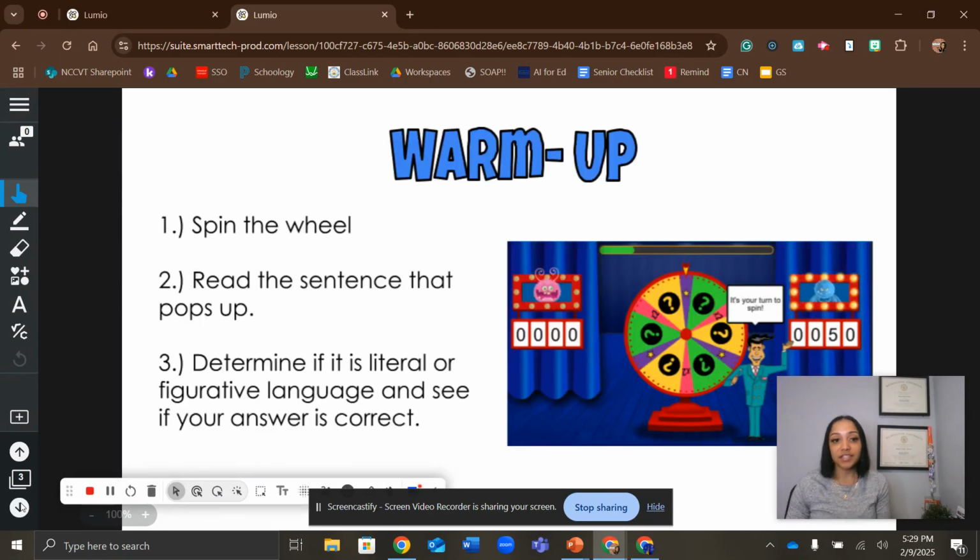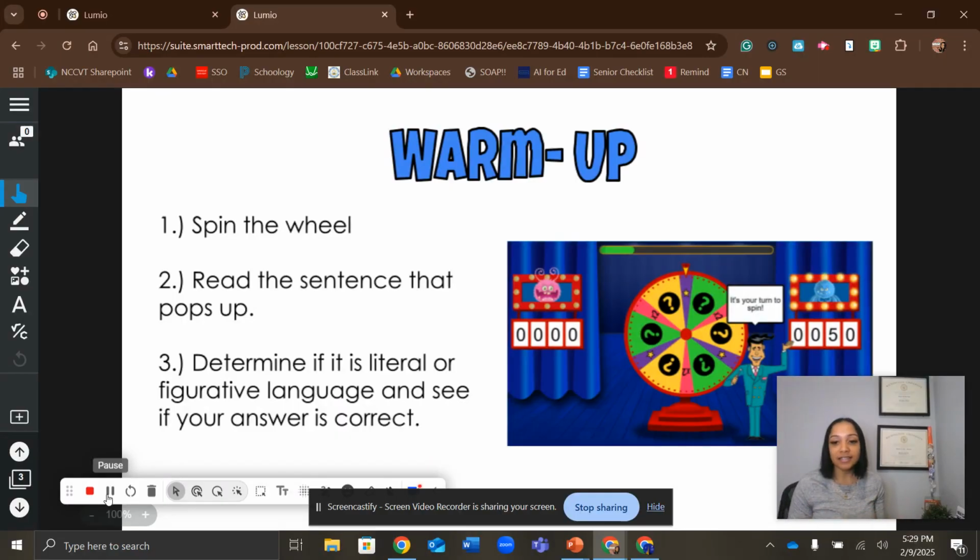Our warm-up today. So you're going to spin the wheel, read the sentence that pops up, and then determine if it is a literal or figurative language and see if you have the correct answer. So again, on the next slide, you're going to spin the wheel, read the sentence that pops up, and determine if it's literal or figurative. Because as we did yesterday, we went over what the difference is between figurative language and literal language.